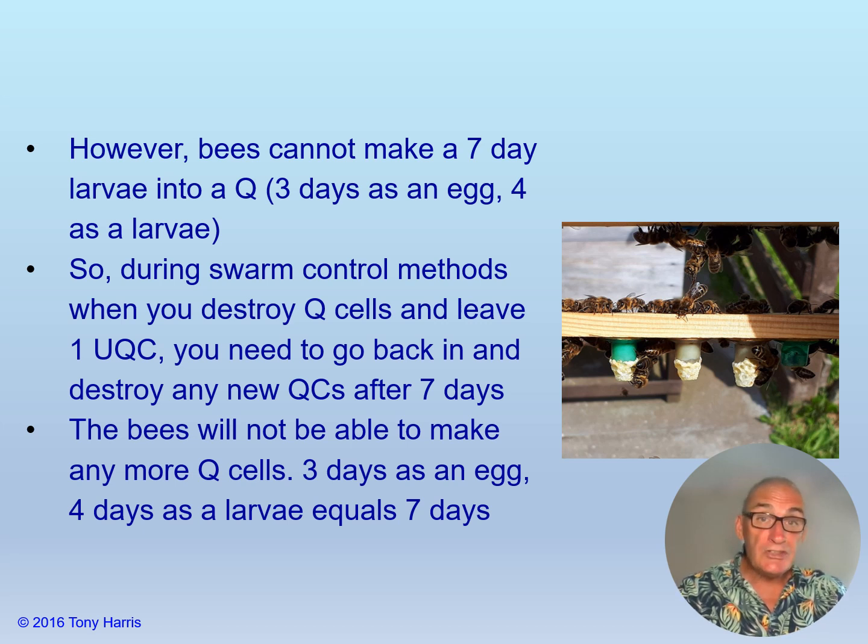So, during swarm control methods, when you destroy unsealed queen cells and leave one unsealed queen cell in the hive, as in the nucleus method, you need to go back in and destroy any new queen cells after 7 days. This is very important. It must be 7 days, even if it is raining. Use a brolly over the bees, not over yourself of course. The bees will not be able to make any more queen cells because it's been 3 days as an egg and 4 days as a larva. That equals 7 days.